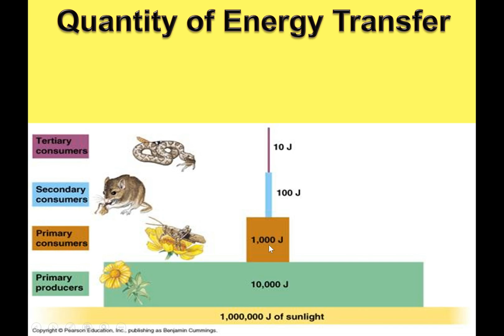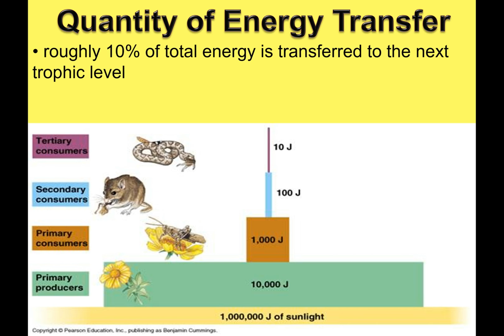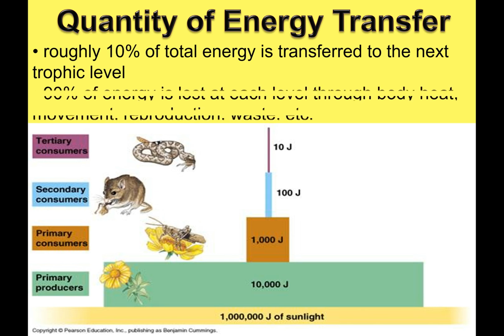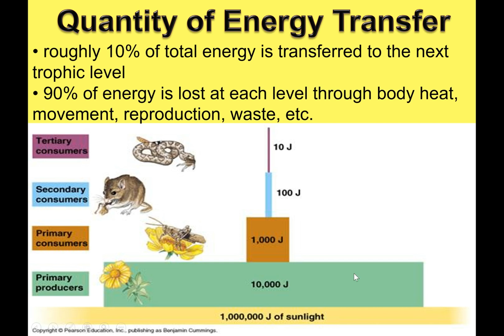All right. So that energy pyramid that I showed you a minute ago, that had the consumers at the top with not a lot of energy, relates to this rule in ecology, the energy transfer rule. And the energy transfer rule states that roughly 10% of total energy is transferred to the next trophic level, and 90% of energy is lost at each level. So what does that mean, really?